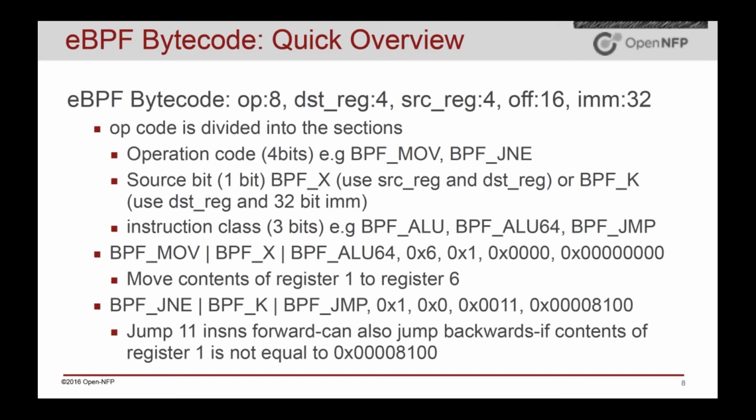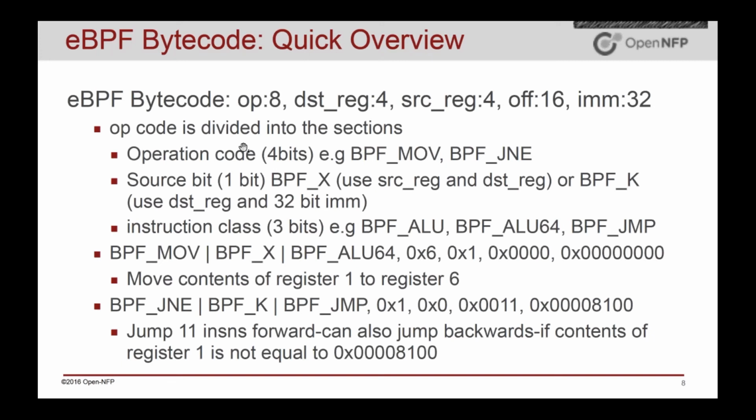So the operation code divides up. Sorry, what I've called here the operation code. Well, there's a slight oversimplification here. The opcode, which is 4 bits, is either something like a BPF move instruction or BPF jump not equals. There are many other different instructions as well which go within those 4 bits. So these are the first 4 bits of the bytecode instruction.